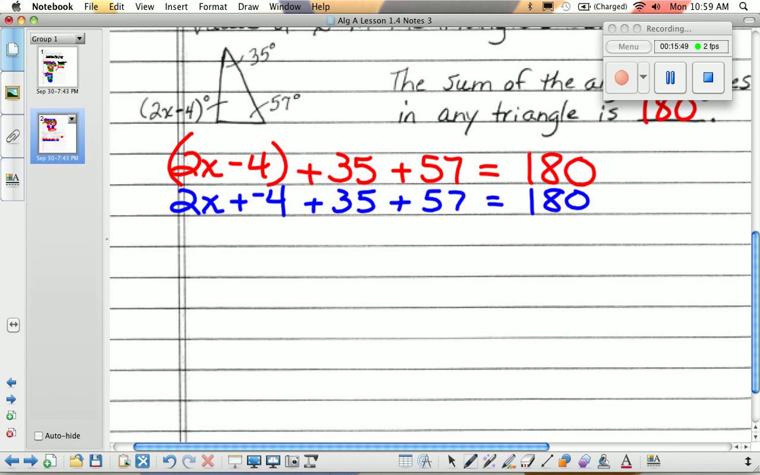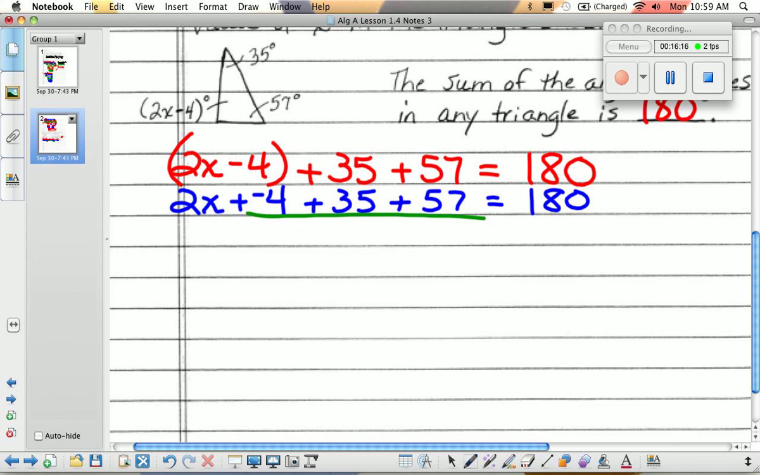So do we have any simplifying we could do before we start solving this? Rose? Oh, I thought you had your hand up. Okay, Brighton? Add 35 plus 57. How about, is there another number that can also be added together with 35 and 57? Negative 4. Negative 4. So let's just add all these guys together. They're all like terms. They're all constants.